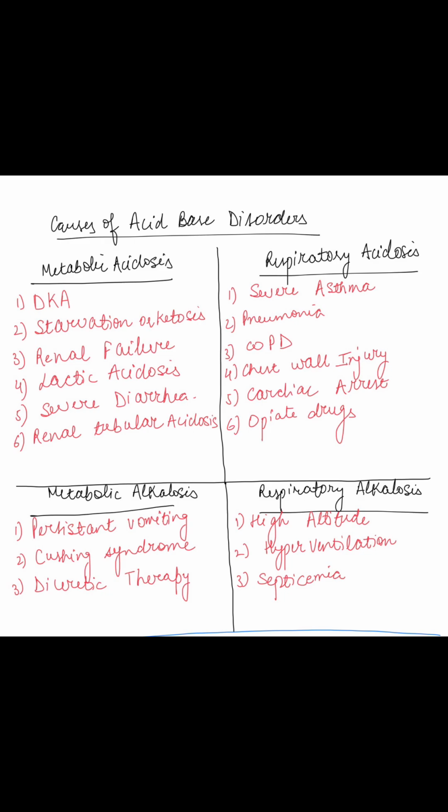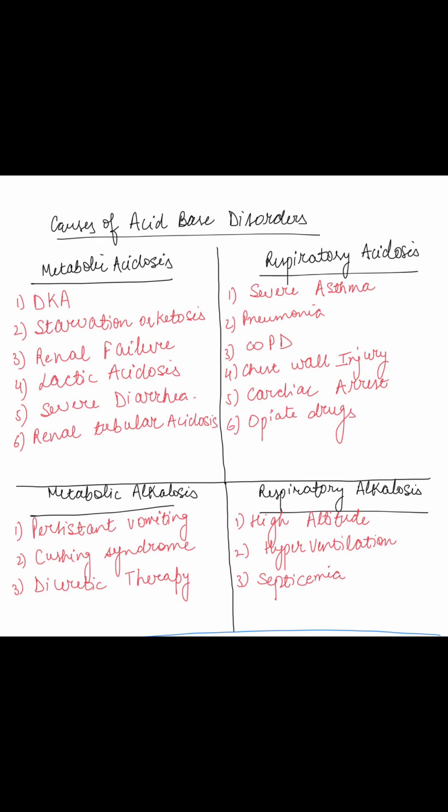So starting with the causes of acid-base imbalance. First we'll start with metabolic acidosis. The first cause of metabolic acidosis is diabetic ketoacidosis. Main keto acids are acetoacetic acid and beta-hydroxybutyric acid. Starvation ketosis, lactic acidosis, and renal failure contribute to endogenous acid load, while there is decreased excretion of hydrogen ions in renal tubular acidosis, and there is gastrointestinal loss of bicarbonate in diarrhea and small bowel fistula, and there is urinary loss of bicarbonate in renal tubular acidosis.